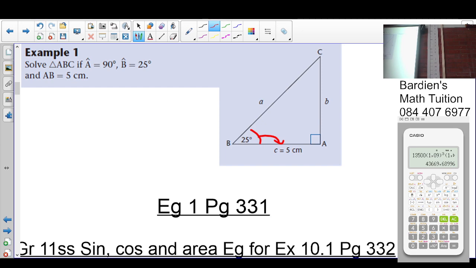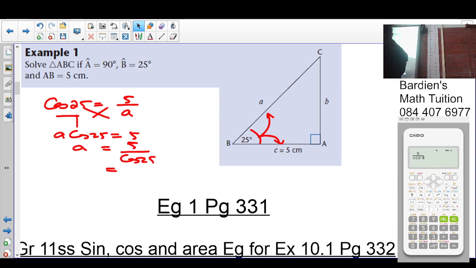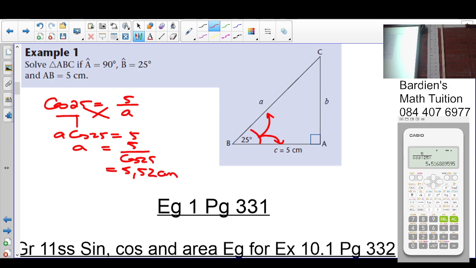Which trigonometric function uses adjacent and hypotenuse? Cos. So cos of 25 is equal to 5 over a. Cross multiply, so a cos 25 is equal to 5. Divide by cos 25 on both sides, so it will be 5 over cos 25, which is 5,5 centimeters.